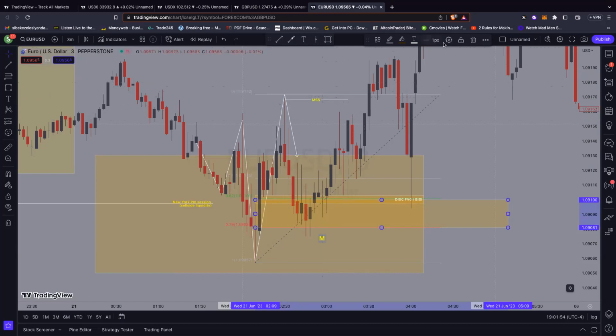You can use this as an entry model. It's the same thing as a 2022 model, because the 2022 model is the one that uses the fair value gap. But here you have a clear level as to where you want to engage with price. Once you buy here, you put your stop loss just below the low and target buy side liquidity.